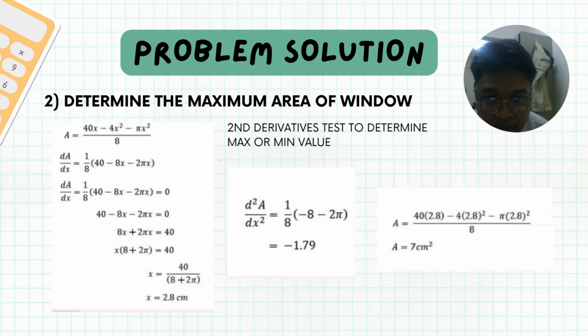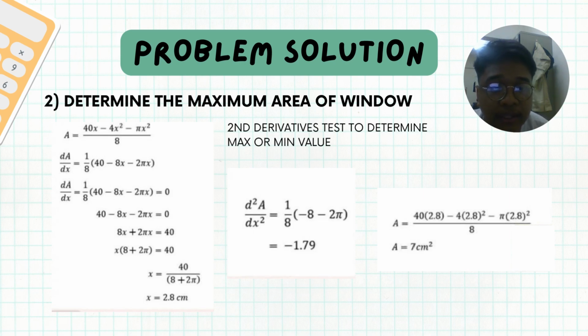So we factorize 8x plus 2 pi x. We get x times 8 plus 2 pi equals 40. And we single out that x, so we get x equals 40 over 8 plus 2 pi. So we put that equation in the calculator, and we get x equals 2.8 centimeters.